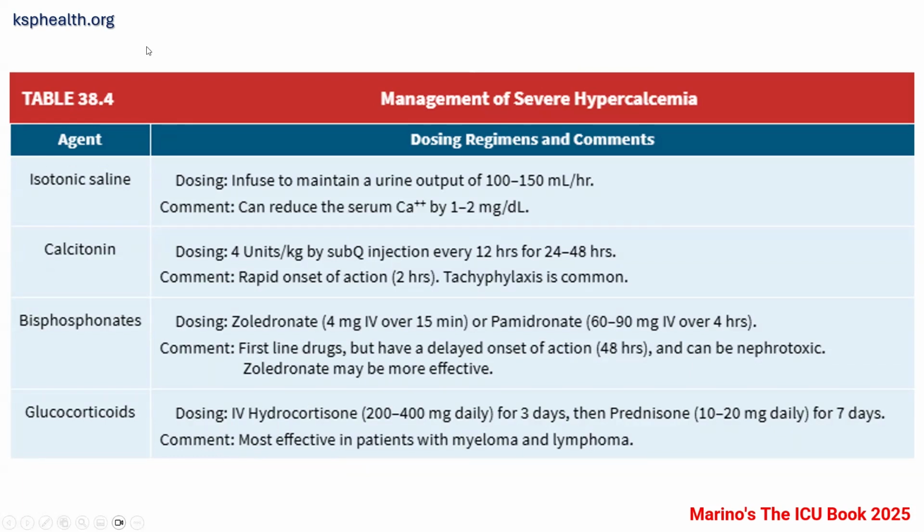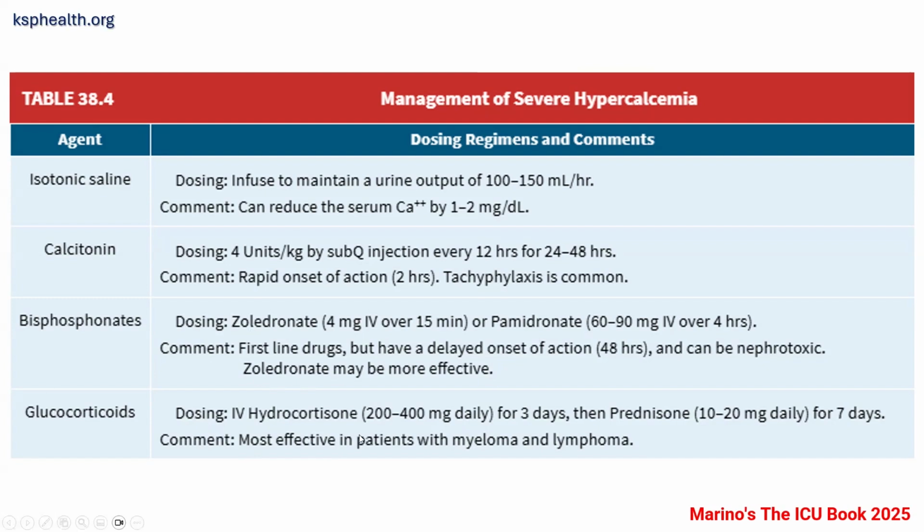Bisphosphonates need to be started. When you have hypercalcemia, especially when you think it is because of hyperparathyroidism or cancers, you have to do all of them simultaneously. Zoledronate or pamidronate are both first-line drugs, and zoledronate may be more effective than pamidronate. The dose is 4 milligram IV over 15 minutes, and pamidronate is 60 to 90 milligram IV over 4 hours.